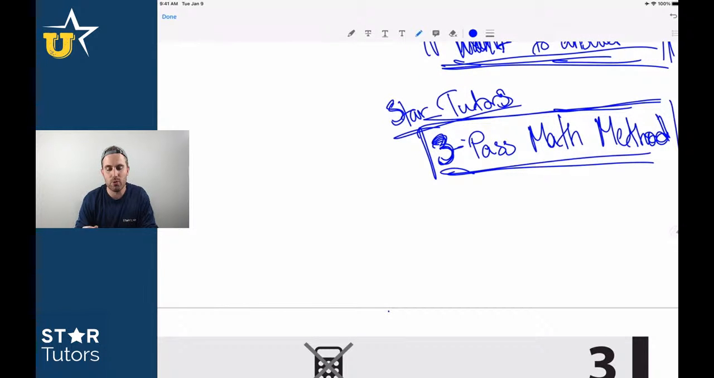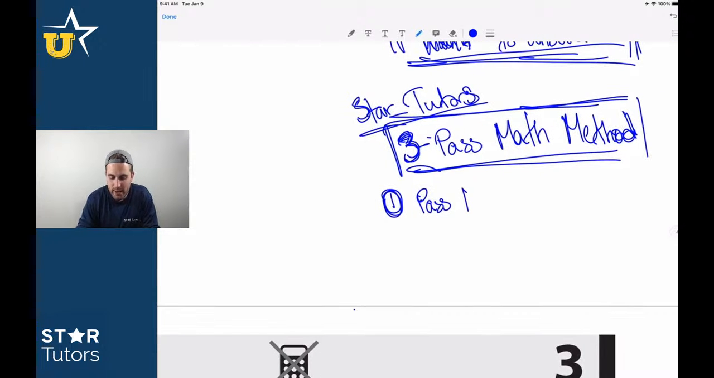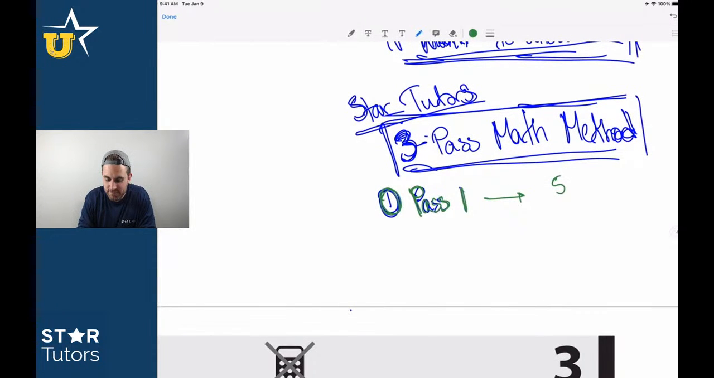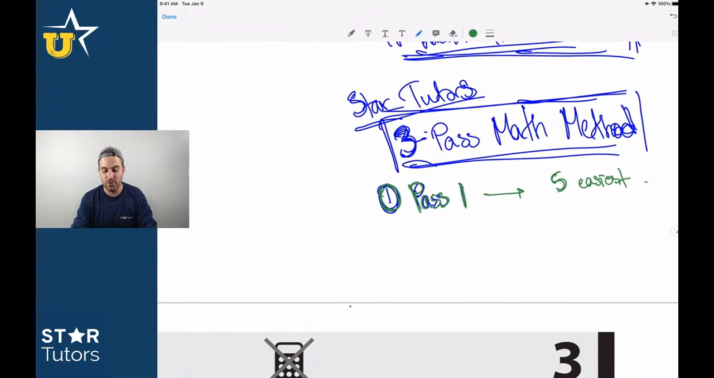So what we're trying to accomplish in the 3-pass method is on pass number one, regardless of how you're actually feeling on test day, you're going to approach this and you're not going to do the questions in order. Pass one, you're going to find the 5 easiest questions that you can find. 5 questions that just immediately seem really easy to you. 5 easiest questions. That's step 1.